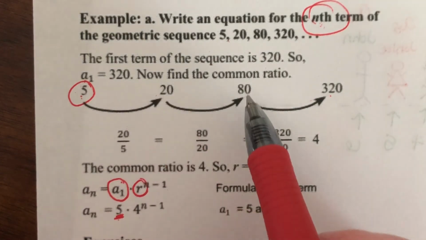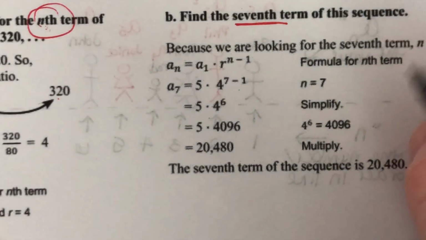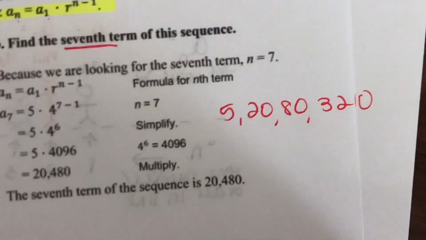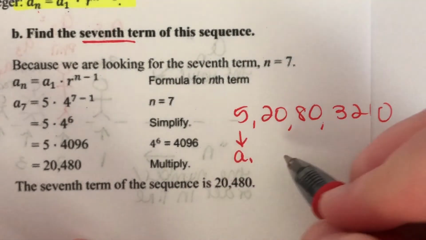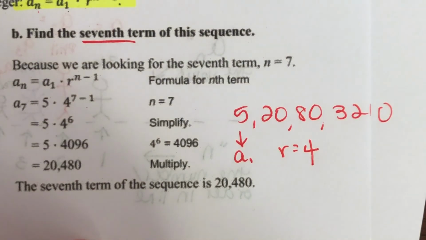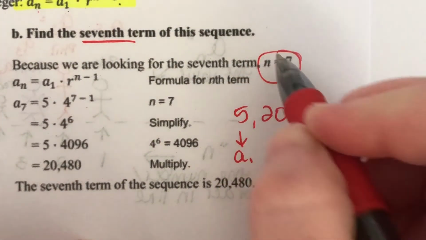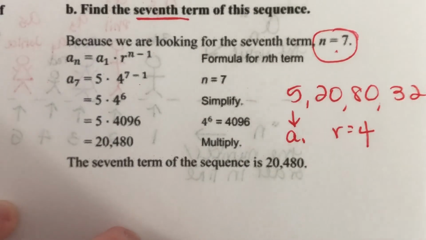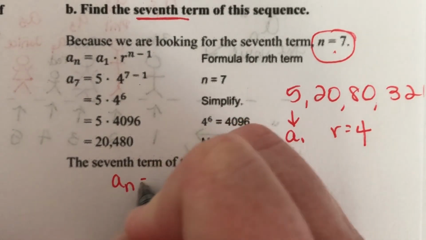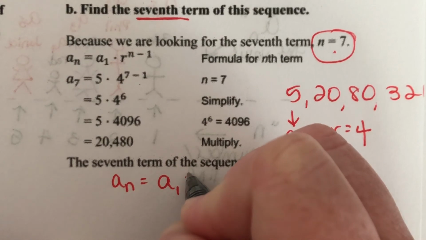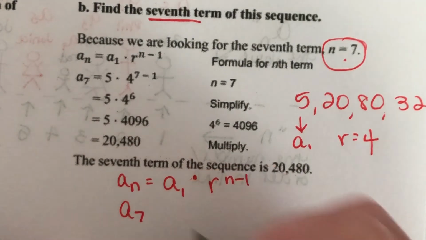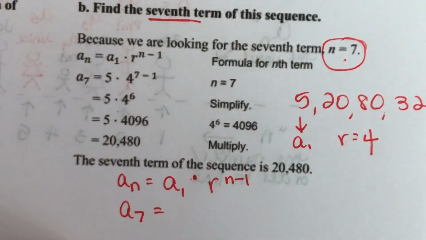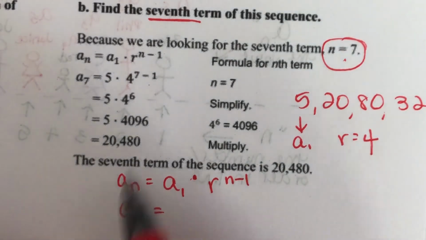So here's our sequence: 5, 20, 80, 320. There's our sequence, okay? First number in the sequence, a1. Common ratio is 4. I'm multiplying by 4 over and over. And I'm looking for the 7th term of my sequence. So when I use my formula, a sub n equals a sub 1 times r to the n minus 1. A sub 7, that's the number I'm looking for. I know it's going to be the 7th number in the sequence, but what is that number? That's what I'm trying to figure out.